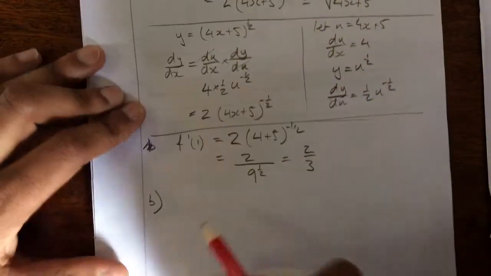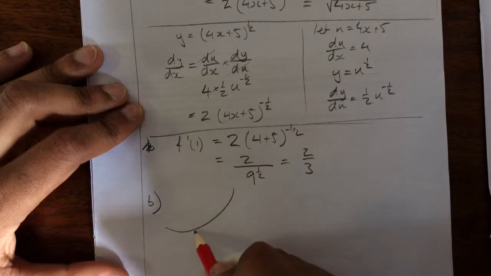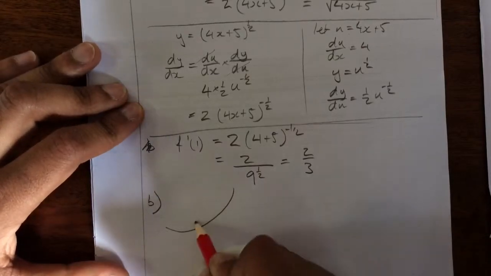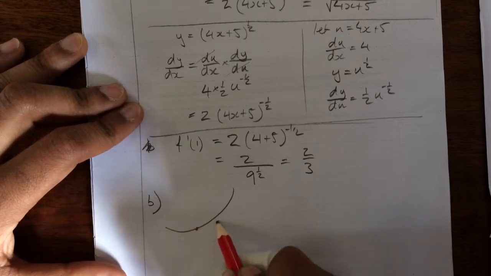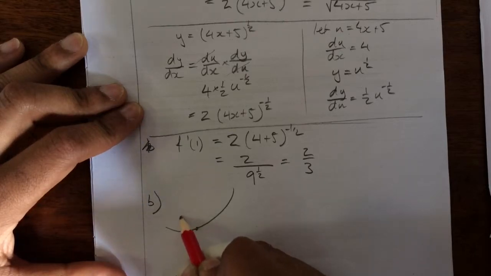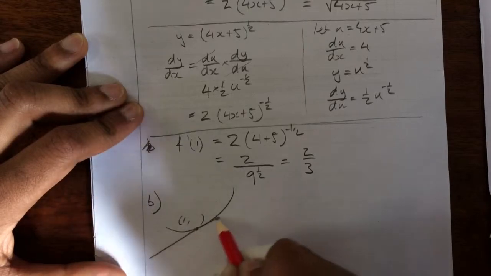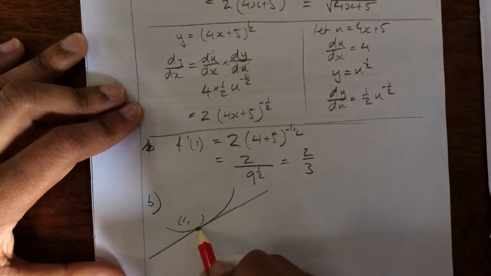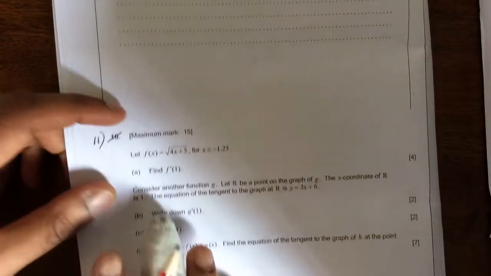So our thinking is saying g is some function. I'm just going to draw a curve. I don't know what it looks like. And at some point, the x-coordinate is 1. I'll put in a little mark here for the coordinate 1 comma something. And the tangent at that point looks like this. It's the tangent through this point. And the equation of the tangent is 3x plus 6.